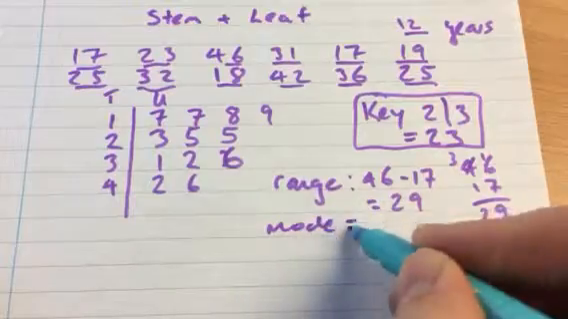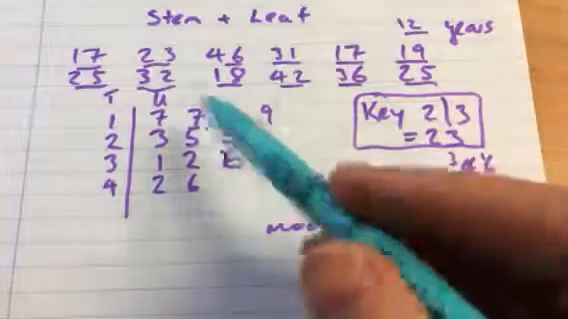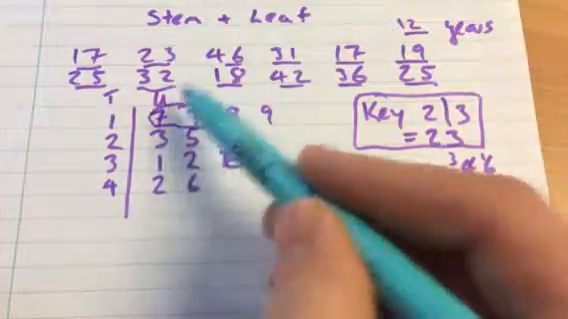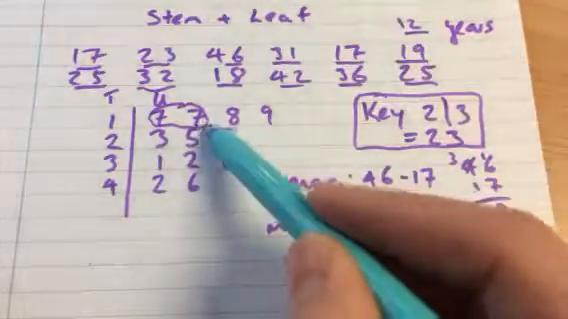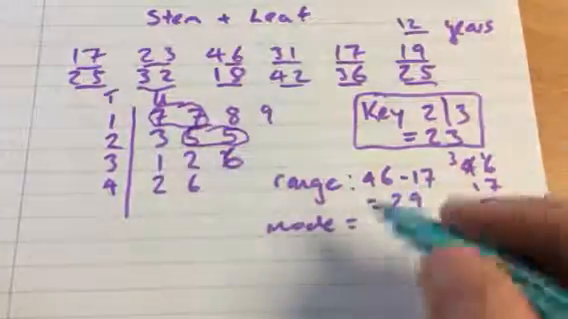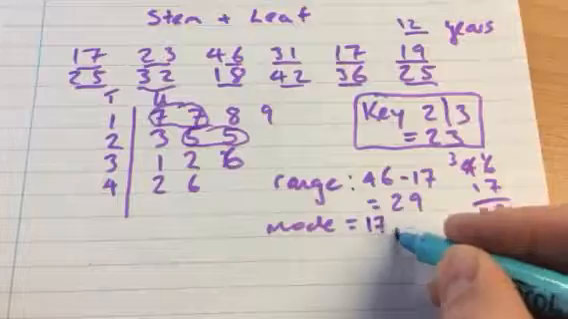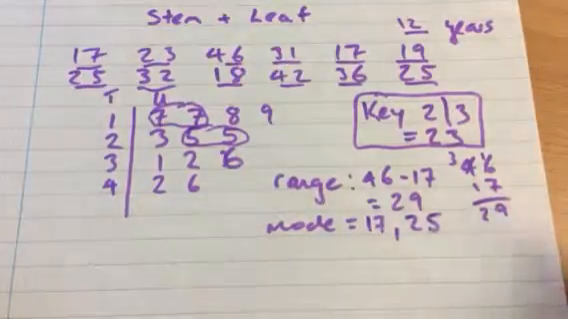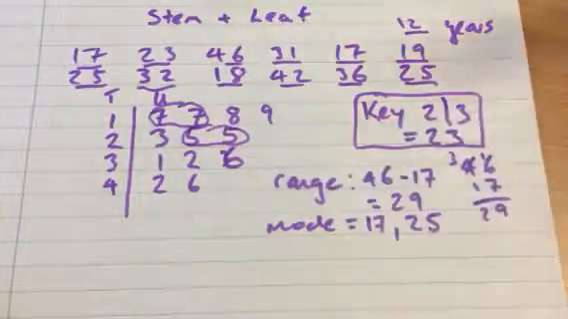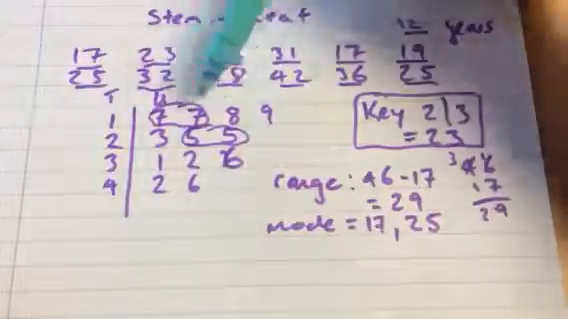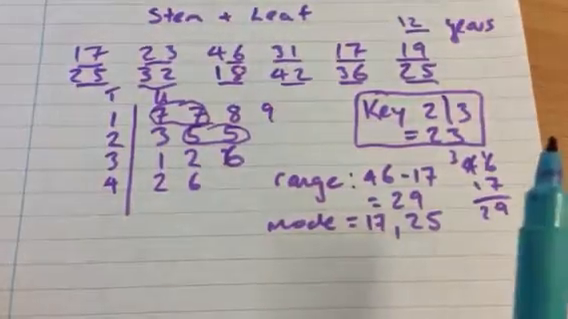The mode, well, what number comes up the most? Well, it should stand out that in the 10s, it's the 7s, and in the 20s, it's the 5s. So in fact, we have 2 modes here. We have a 17 and we have a 25. Again, the stem and leaf allows us to see that. If there were 3 or 4, it should be quite obvious. It's the number that jumps out the most.